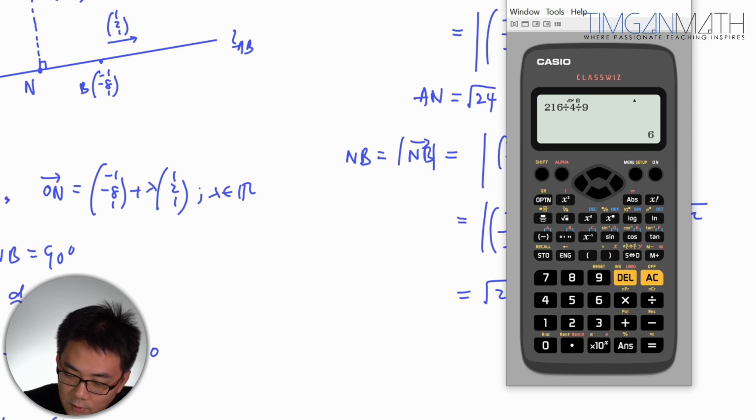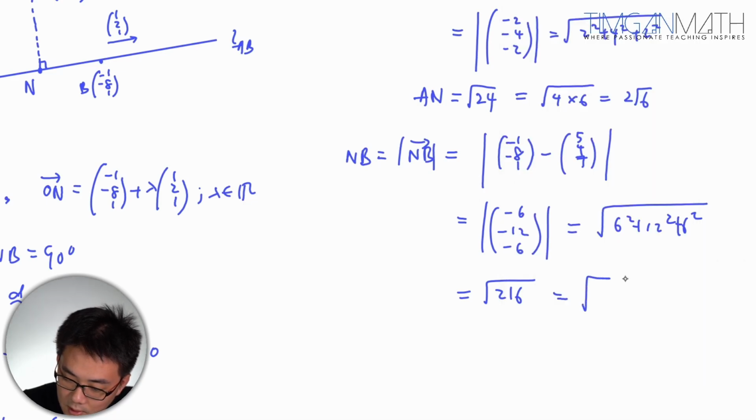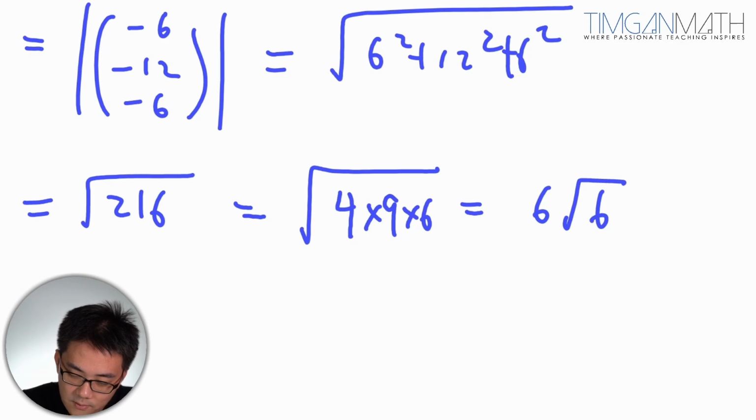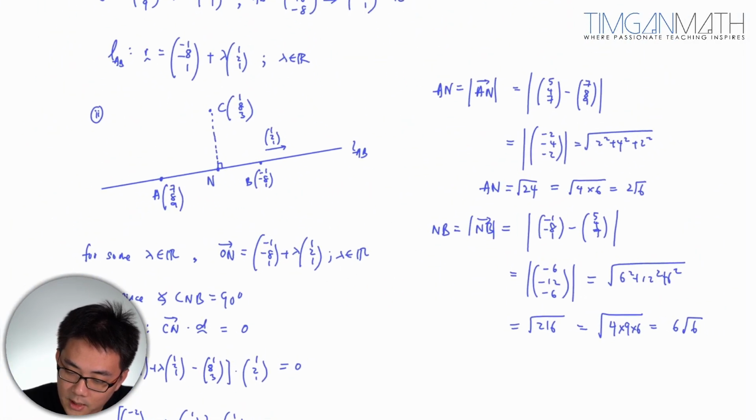Yeah, you can't. Say 4 times 9 times 6. So this is 4 times 9 times 6. This will be 2 times 3, which is 6. 6 root 6. Okay, so there you go.